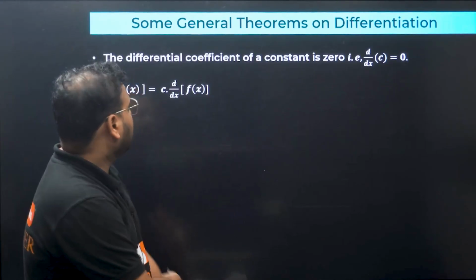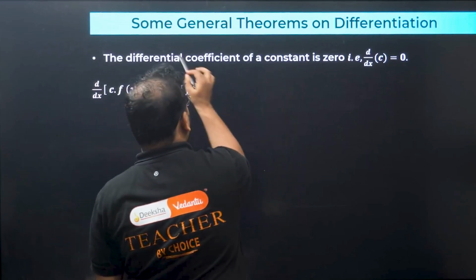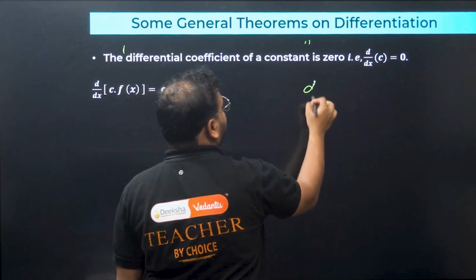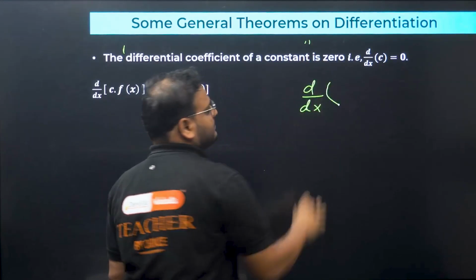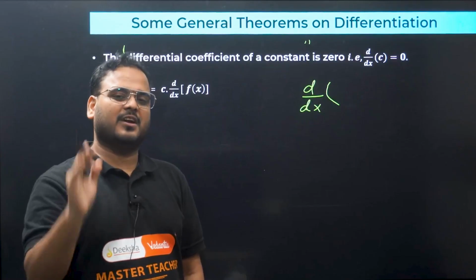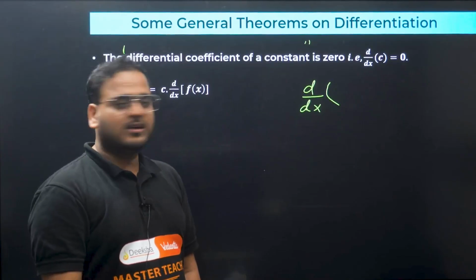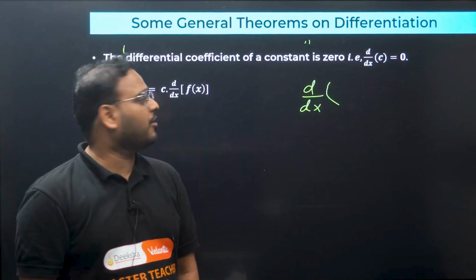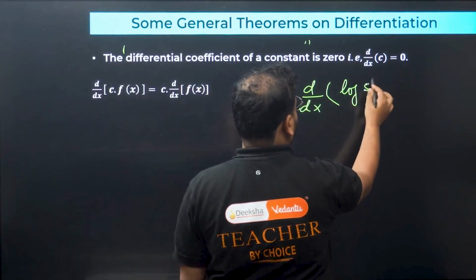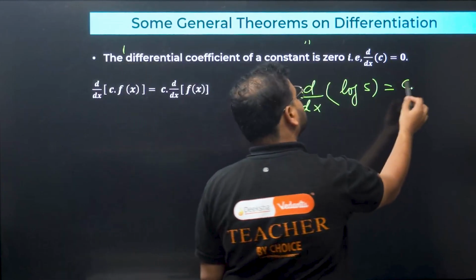The differential coefficient of a constant. Sir, what does it mean? It means if you differentiate a number, give me a number, any number. Sir, 5. 5 is the easy one. Give me a difficult number. Sir, log of, what is this? Log of 5. Let's take log of 5. What is the answer, sir? The answer is over here, 0.